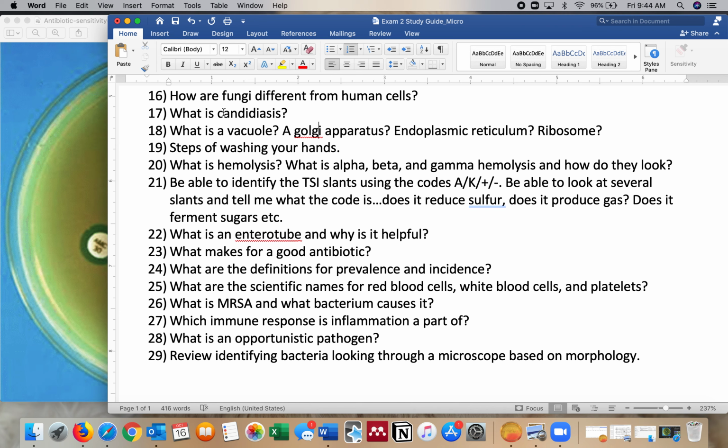How are fungi different from human cells? Okay, so we know that fungi are also eukaryotes. This is from Lab 5. But how are they different? Do they still have mitochondria? Do they have cytoskeletons? Do they have vacuoles? Do they have endoplasmic reticulum? How are fungi different from human cells? There's one important thing that I want you to be able to express.